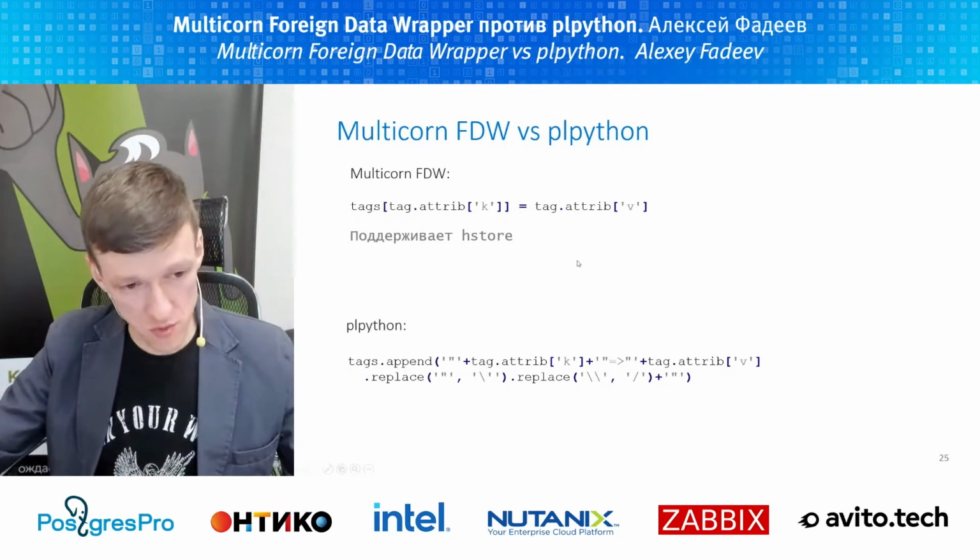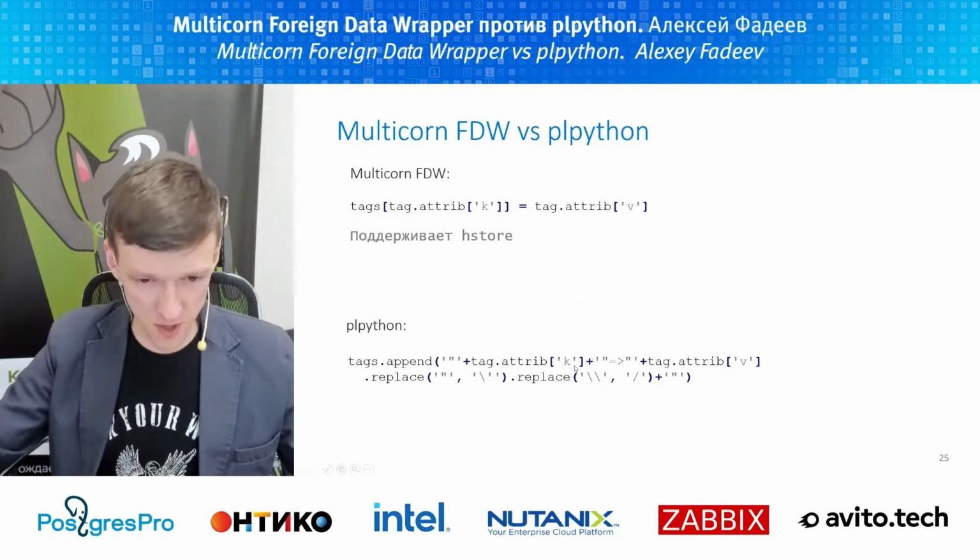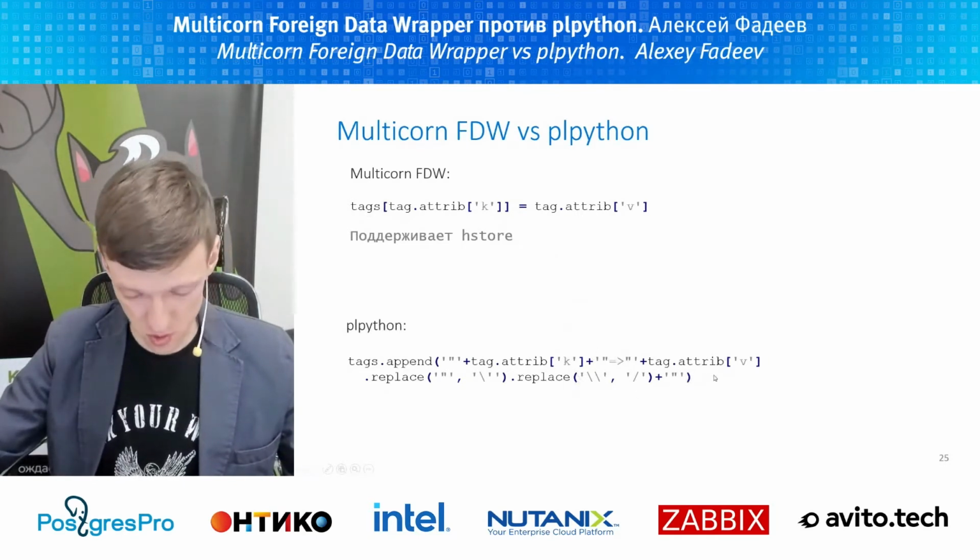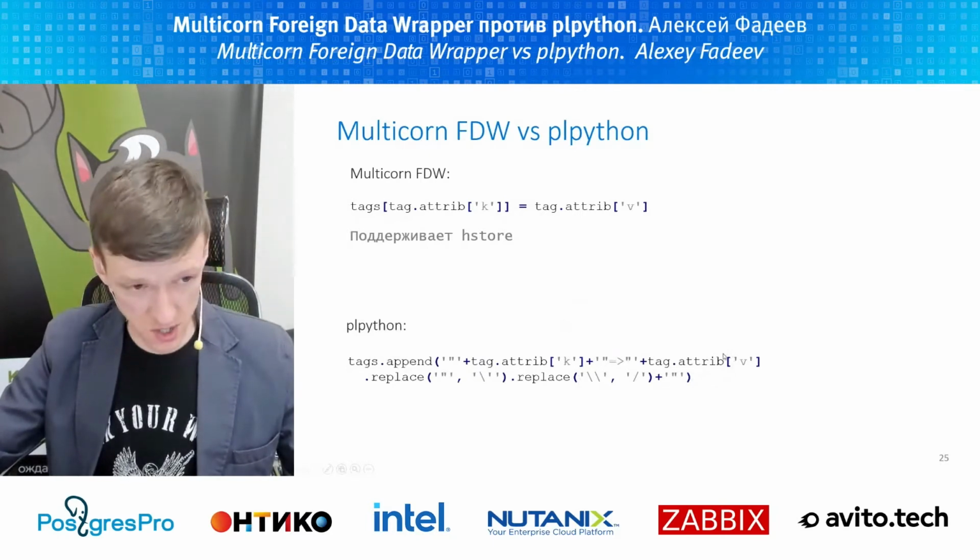PL Python converted like this. Multicorn knows how to do this, but HStore can't do it, so we have to form HStore text in the form of a string, which complicates things.